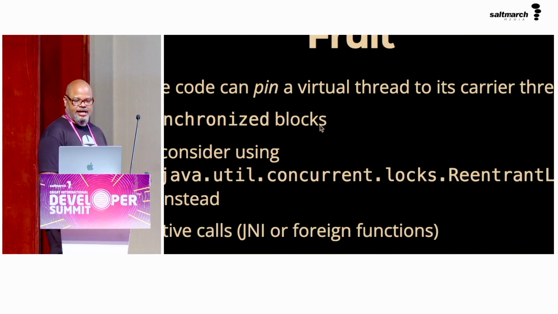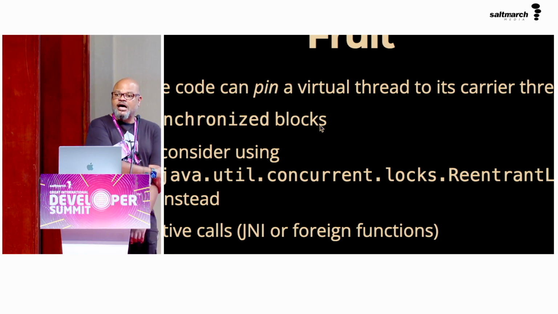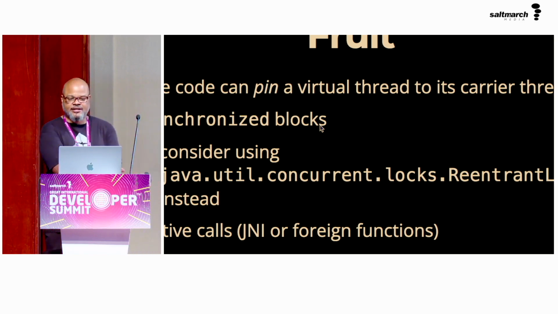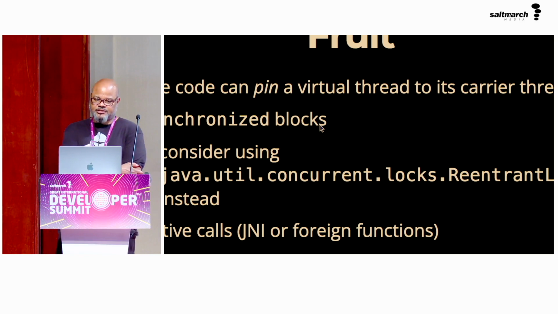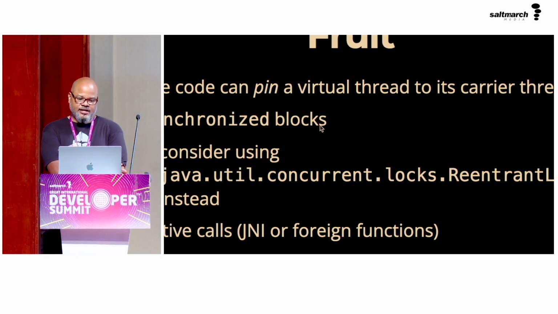The antidote for synchronized blocks is to use the reentrant lock. If you use that instead of synchronized blocks, you can avoid pinning threads. And of course, if you have native calls, there's the new foreign functions API, which you can use instead of JNI.